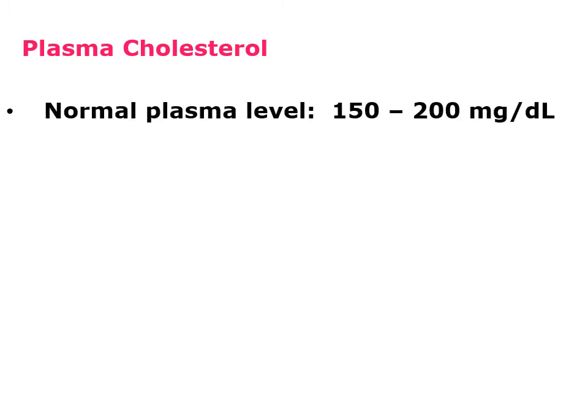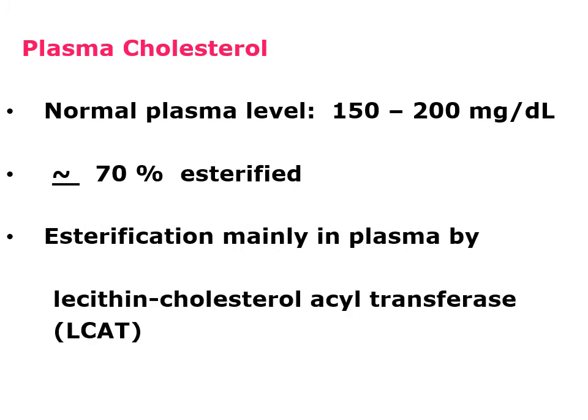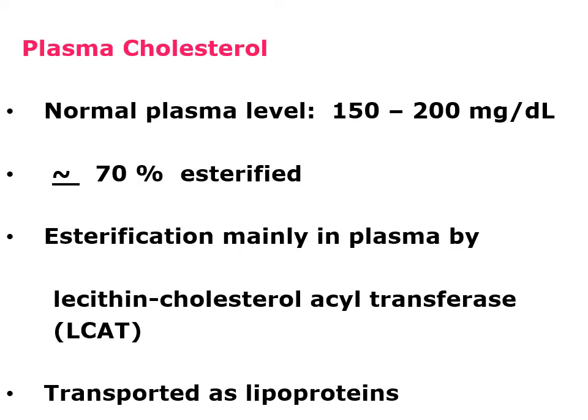Now coming to the normal plasma cholesterol level, it ranges from 150 to 200 milligrams per dl, and out of that 70% is esterified. Cholesterol is a sterol, isn't it? So it is esterified. Esterification is mainly in the plasma by an enzyme called LCAT, that is lecithin cholesterol acyl transferase. Just remember the normal plasma cholesterol level, 150 to 200 milligrams per dl. This cholesterol is transported as lipoproteins.